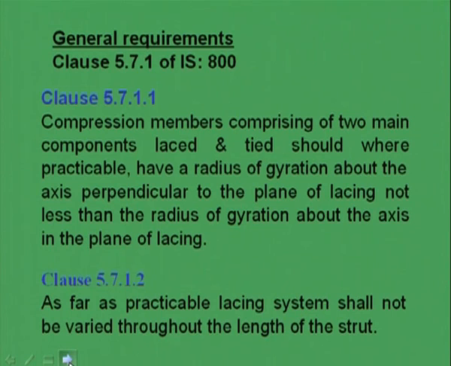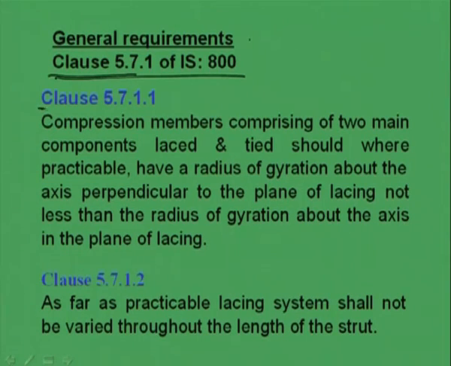Now, here we will focus on the design aspects of lacing members, means how we are going to design. So, for designing, we first have to see what the constraints are, means what guidelines have been given by the code. Code means IS 800, 1984. In IS 800, general requirements have been given in clause 5.7 about lacing and battening systems. In 5.7.1, the general requirements of the lacing system have been given. So, let us see what guidelines have been given by the IS code, and as per those guidelines we have to find out the design criteria.